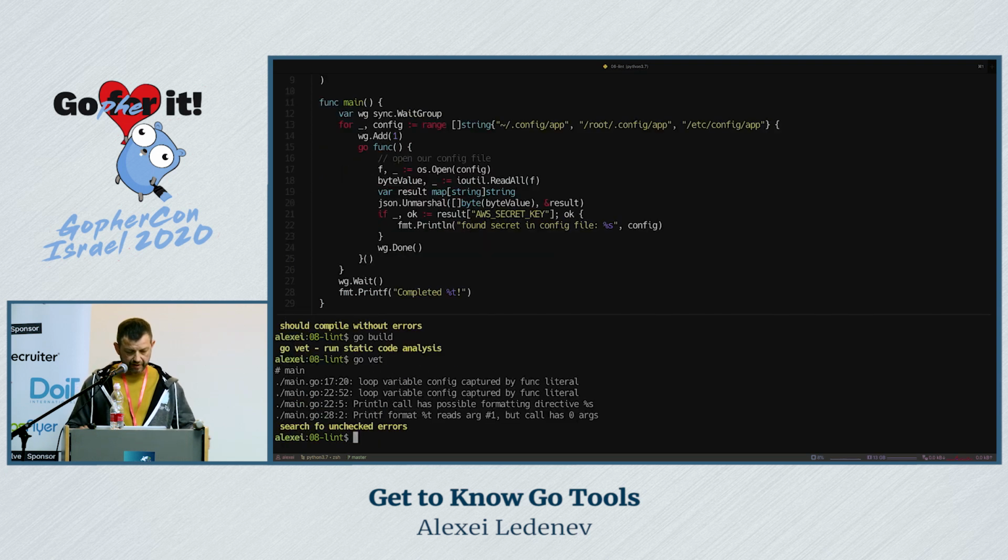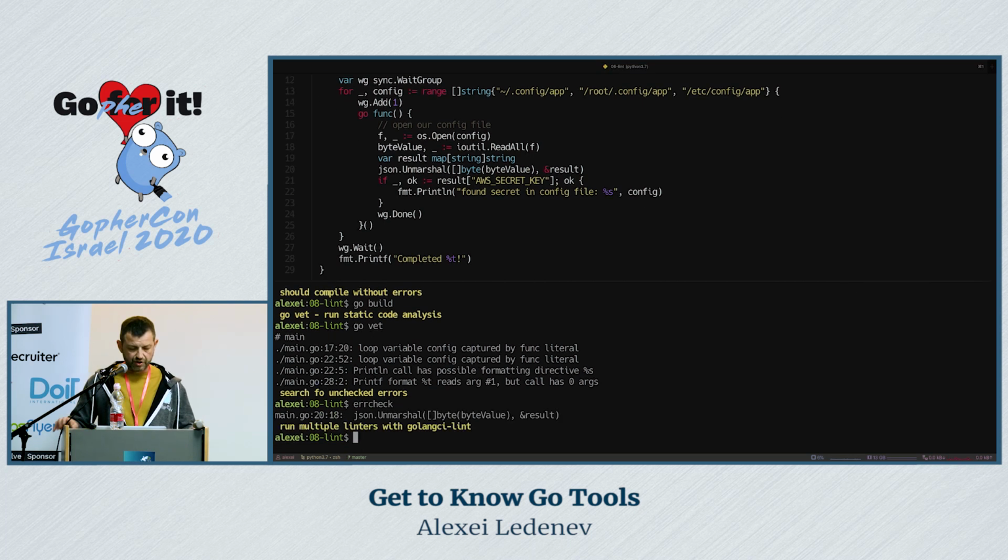But if I run vet, it can automatically detect that inside the Go function I'm using a variable that is defined in the loop above, so it can be changed during code execution. There are also some problems with print statements: I miss a variable in printf and I use a variable in println. Just to show errors. The errcheck tool, for example, can check for unchecked errors, like JSON unmarshal. I don't check the error there, so it reports on this.